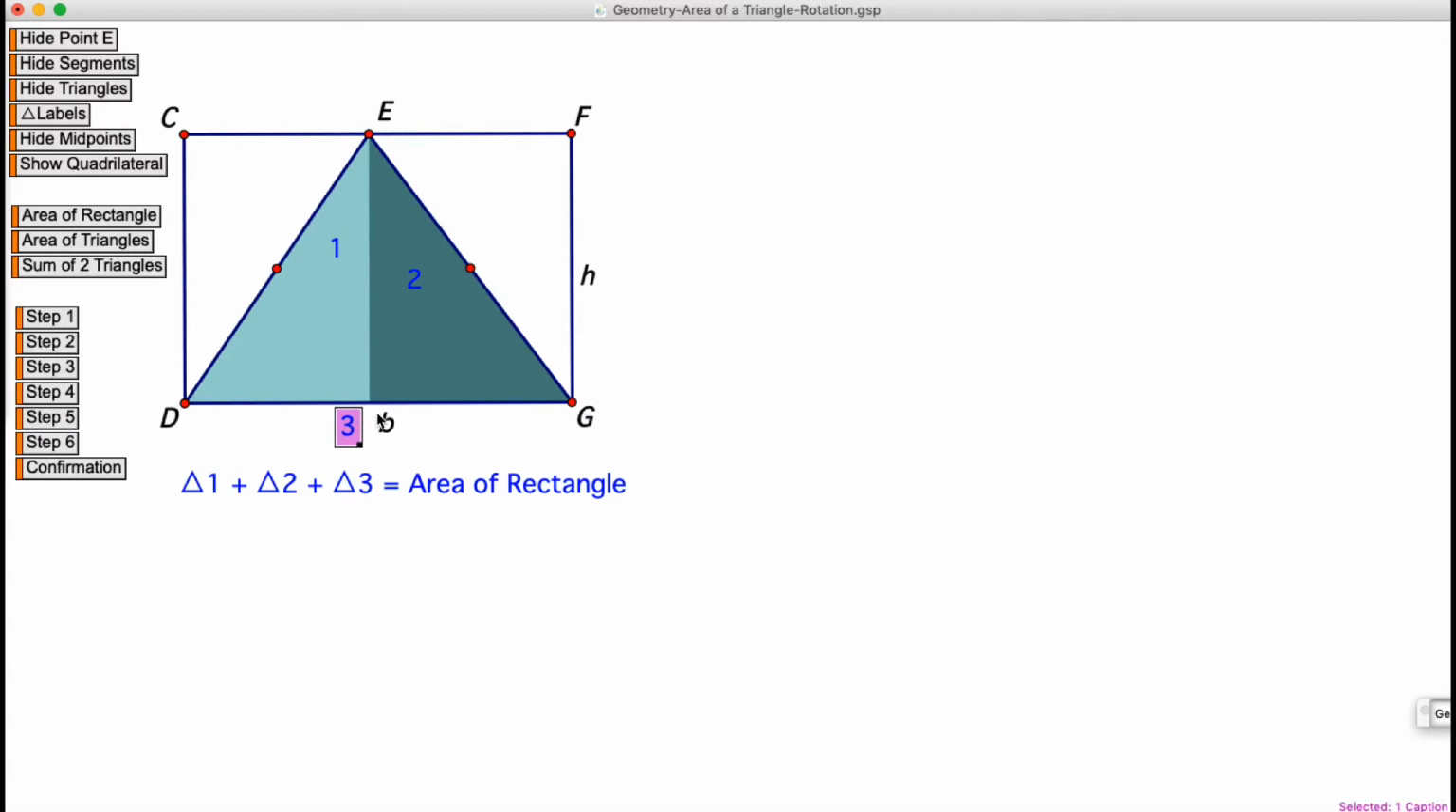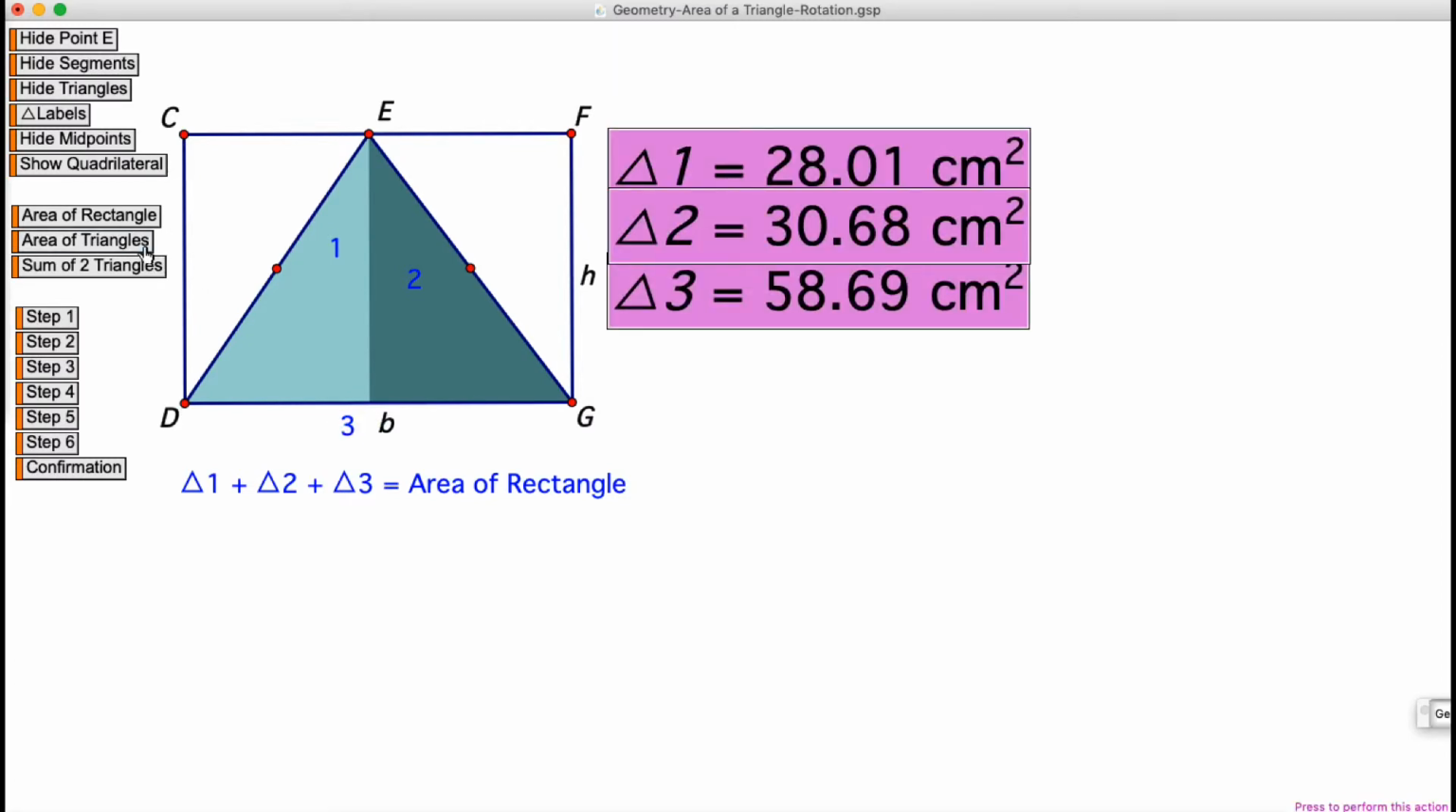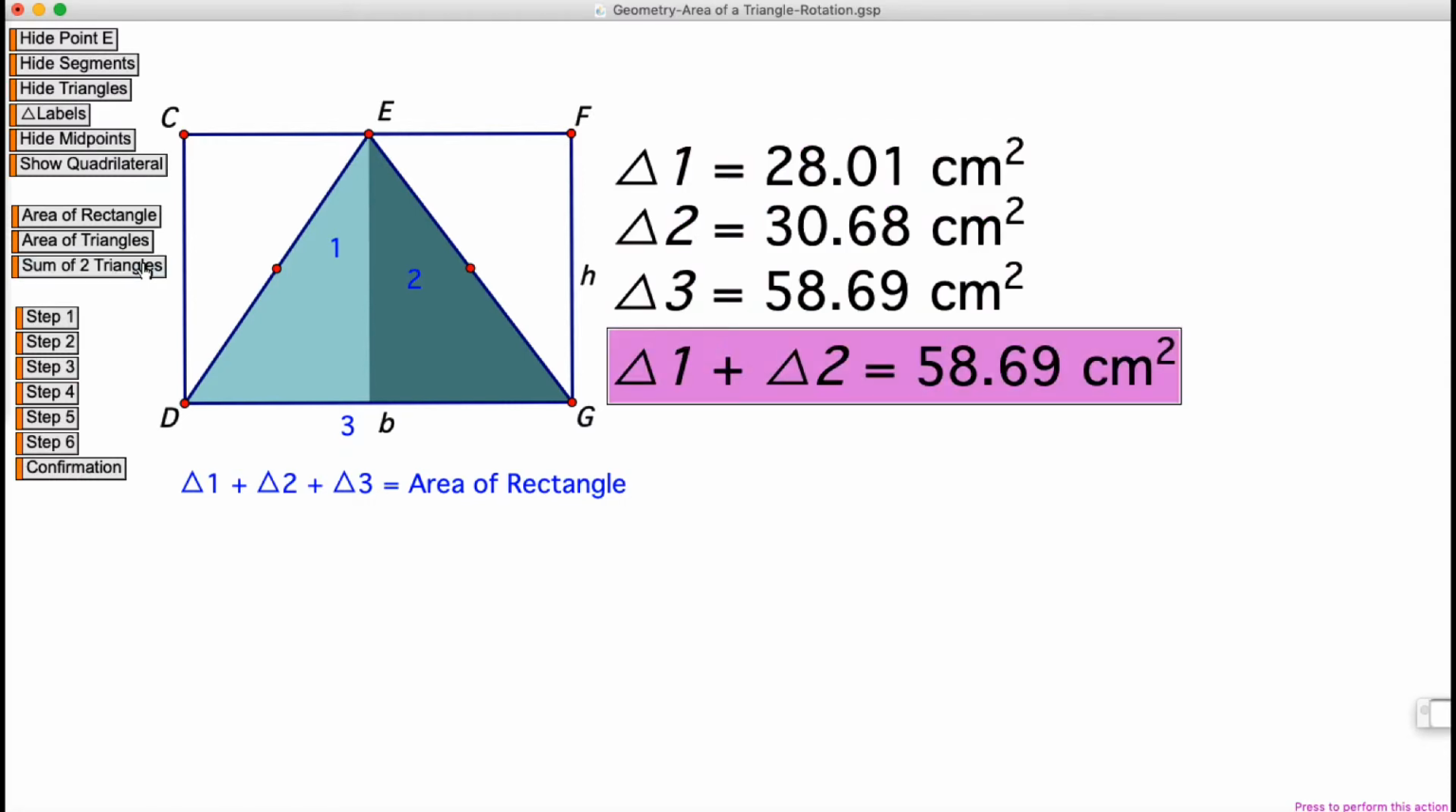Let's see if we can work this out with numbers and see if it makes sense. So let's look at this. Here are the areas of my triangles. Now let's look at the area of triangle 1 plus the area of triangle 2. And I find out that it is 58.69 square centimeters, which is exactly what the area of triangle 3 is.